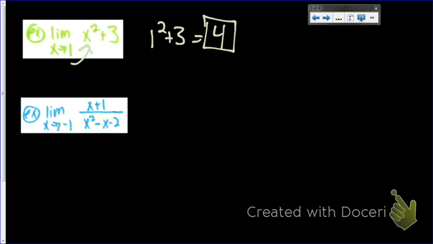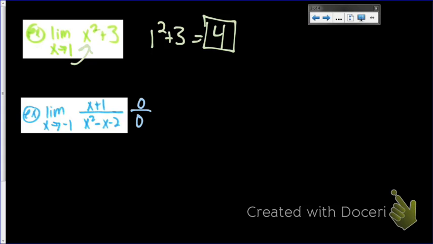Alright, so now I'm going to try this next one down here. I'm going to start this off the same way. I'm going to take negative 1 and I'm going to substitute that for x. So if I take negative 1 and I plug that into the top, I get 0. Then if I plug it into the bottom, I get negative 1 squared, which is 1, minus negative 1, minus 2, which also works out to be 0.